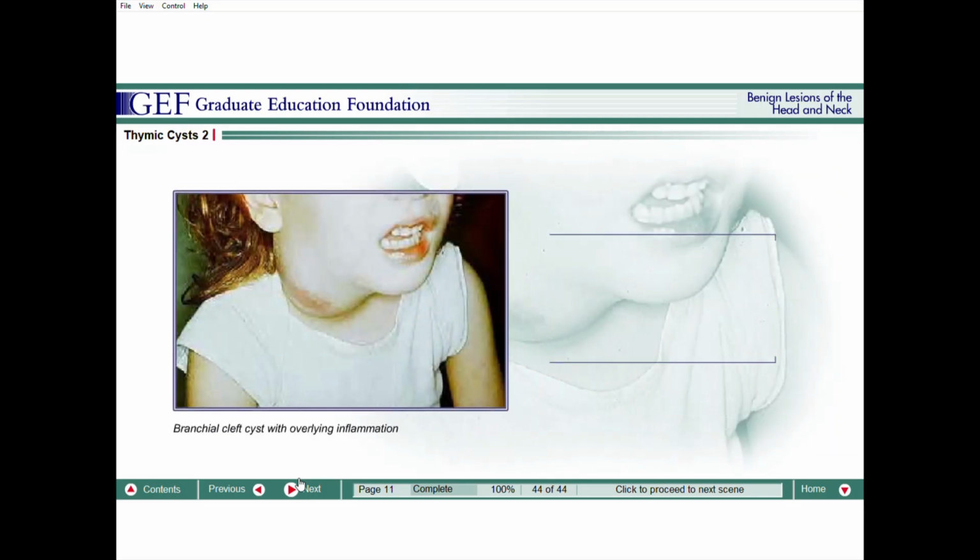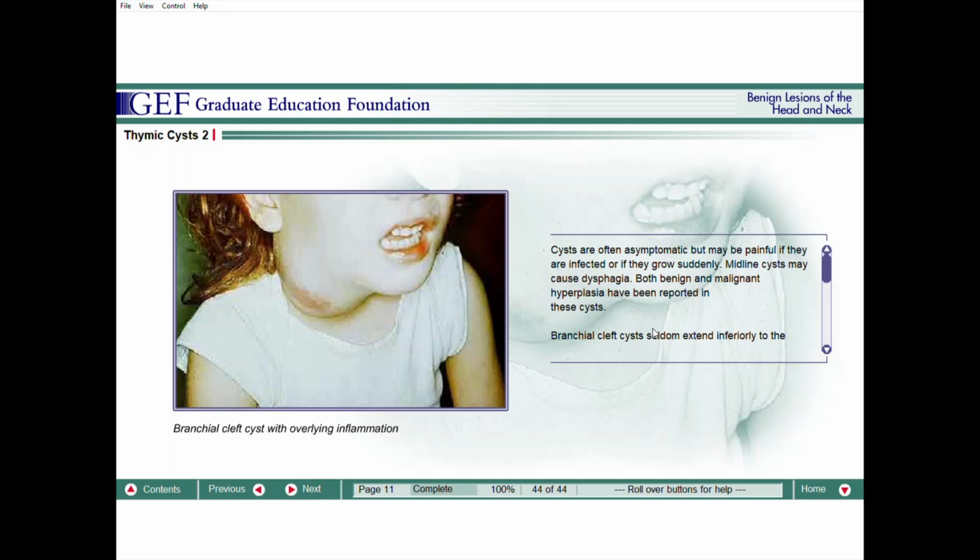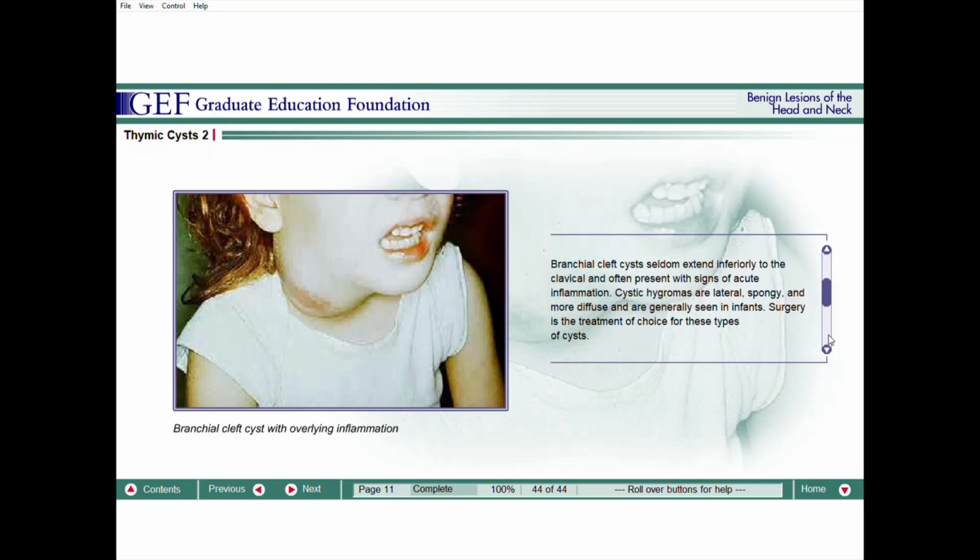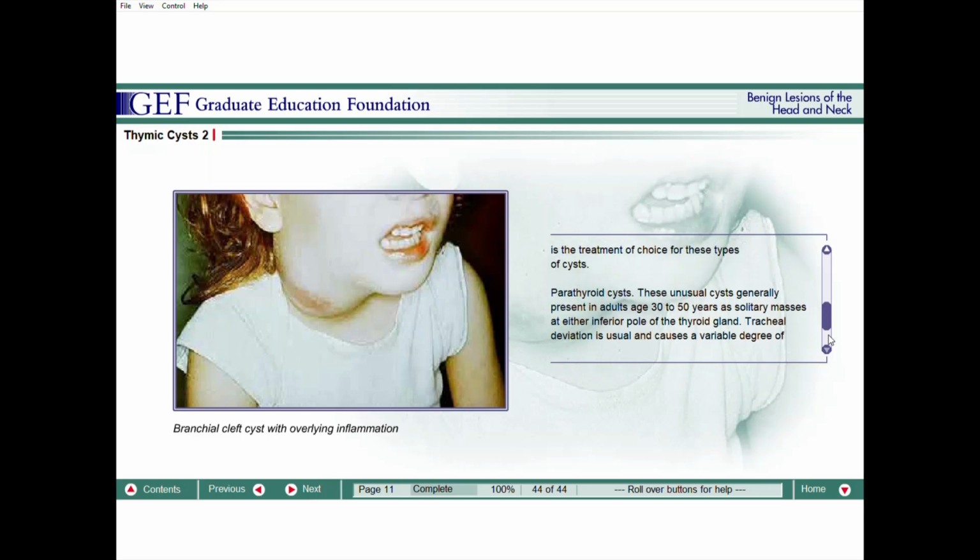Cysts are often asymptomatic, but may be painful if they are infected or if they grow suddenly. Midline cysts may cause dysphagia. Both benign and malignant hyperplasia have been reported in these cysts. Branchial cleft cysts seldom extend inferiorly to the clavicle and often present with signs of acute inflammation. Cystic hygromas are lateral, spongy, and more diffuse, and are generally seen in infants. Surgery is the treatment of choice for these types of cysts.